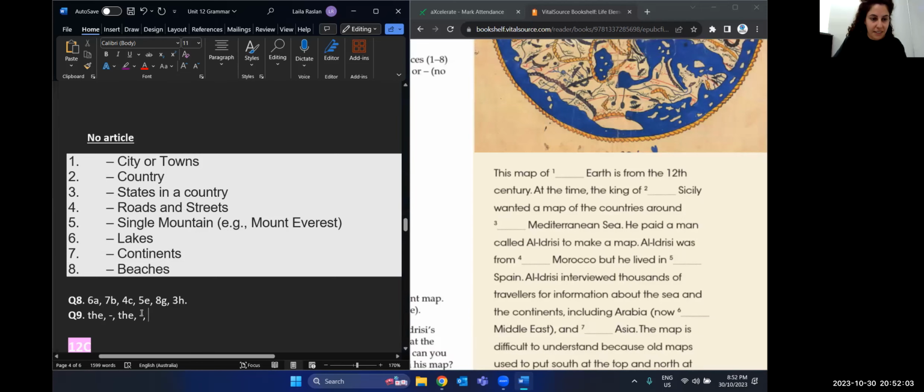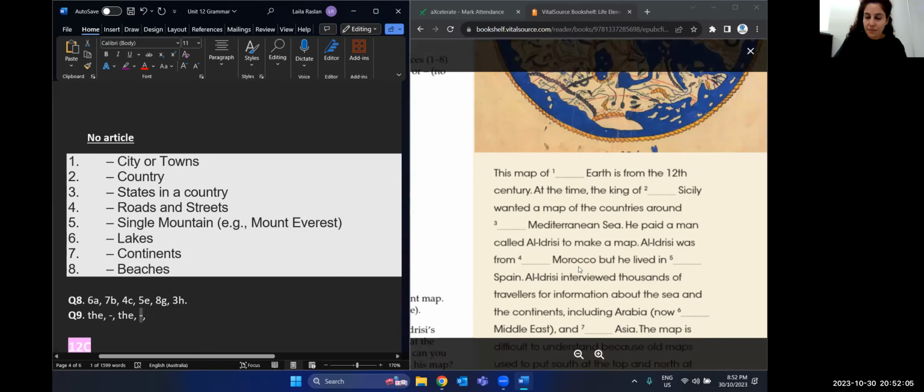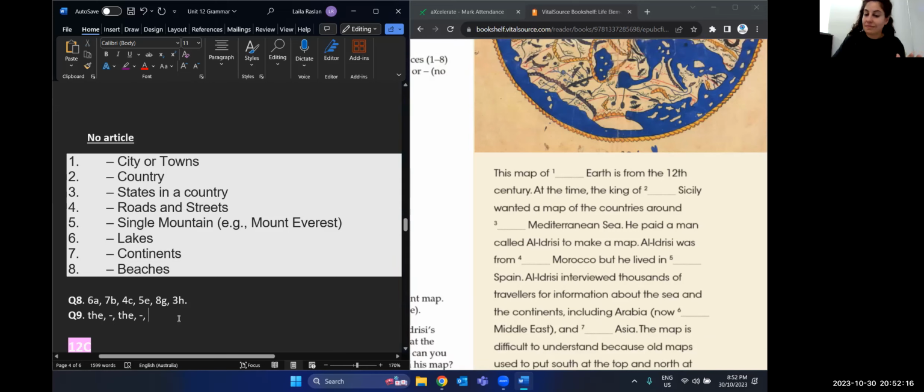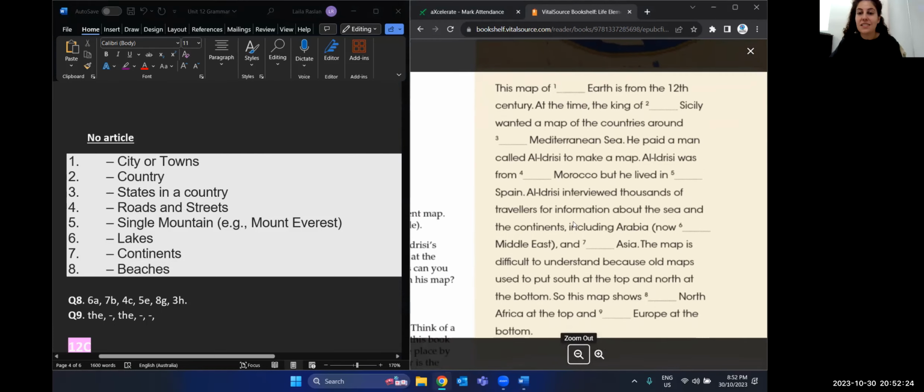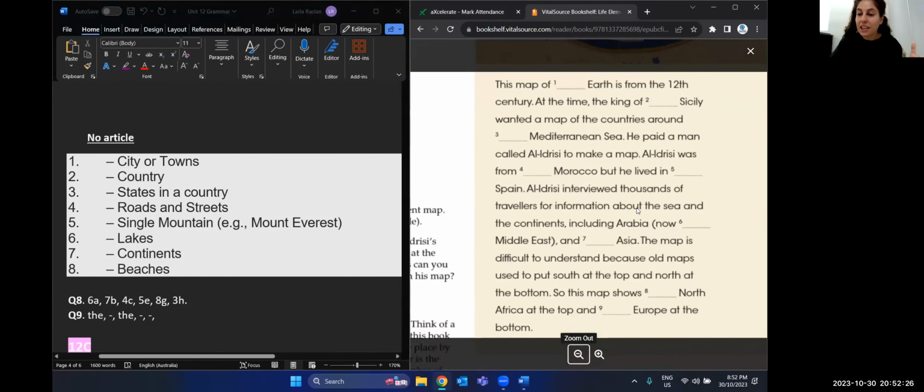So I can just put a dash. I don't need the. He was from Australia. He was from Colombia. You don't need the. He was from Morocco. But he lived in, no, he lived in Spain. So we'll just say Spain. Al-Idrisi interviewed thousands of travelers for information about the sea and the continents, including Arabia.